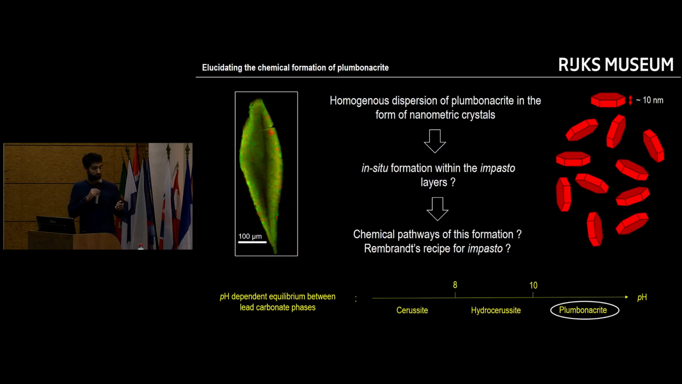Okay, so we had a lot of clues, basically, this homogeneous distribution of plomonacrite in the form of nanometric crystals. So we thought, well, maybe this is connected to the in-situ formation within the impasto layer. And now the question that we had, well, can we retrieve the chemical pathways of this formation? The main clue that we had is that plomonacrite is a metastable phase only existing at a pH greater than 10. So it's only stable in alkaline conditions.